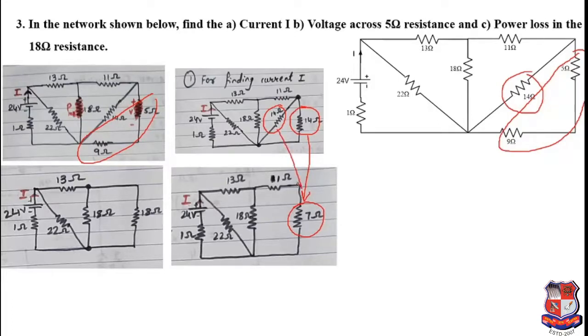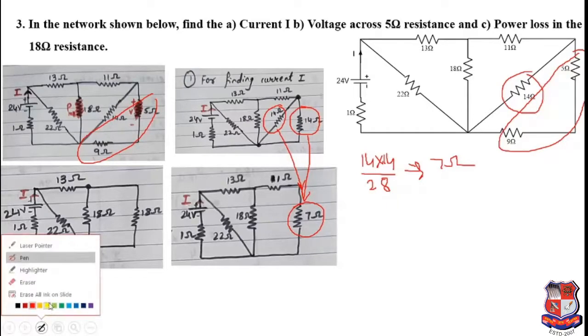The equivalent of these two will be replaced by one, that will be 7 ohms. You can recall the formula was product of two resistances divided by addition of two resistances. If you find the answer, it comes out to be 7 ohms. So remember one trick: if you have two resistances which are of the same value, then the parallel equivalent will be exactly half of the actual resistance. So this is a trick.